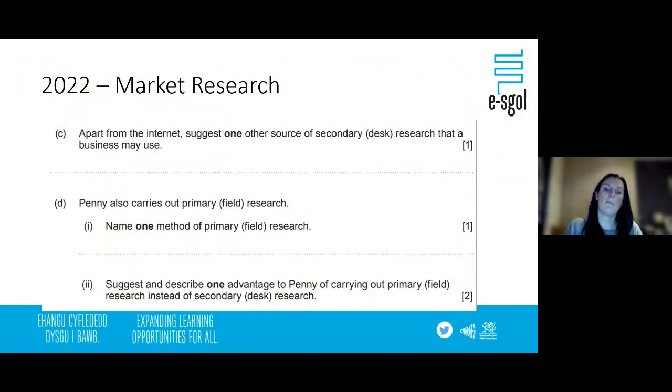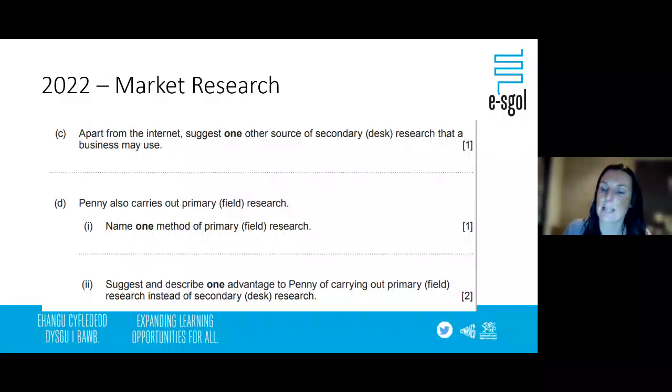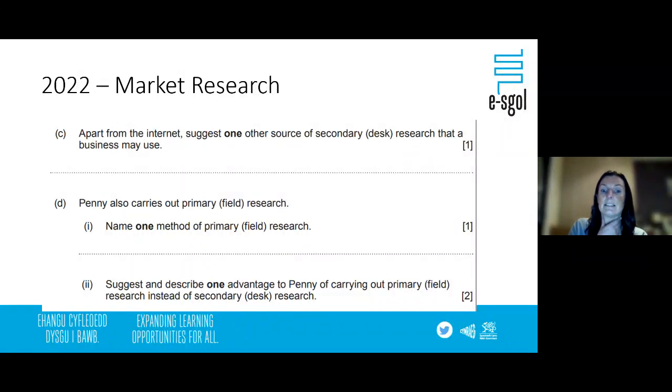Okay, so I'm going to go on to market research now. So apart from the internet, suggest one other source of secondary desk research that the business might use. And then looking at primary research and method of primary field research, suggest and describe an advantage to Penny of carrying out primary research.